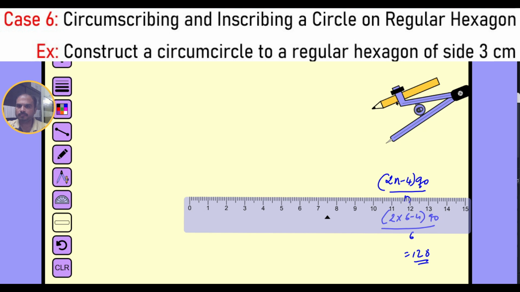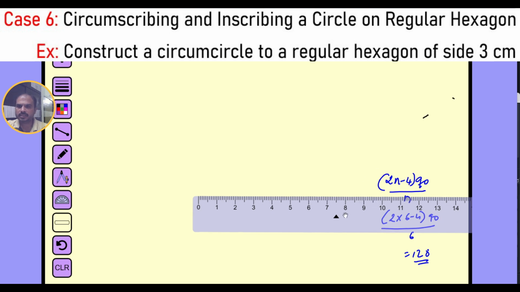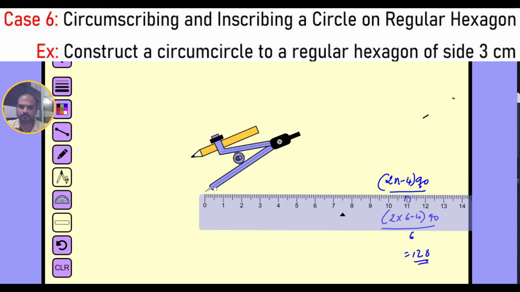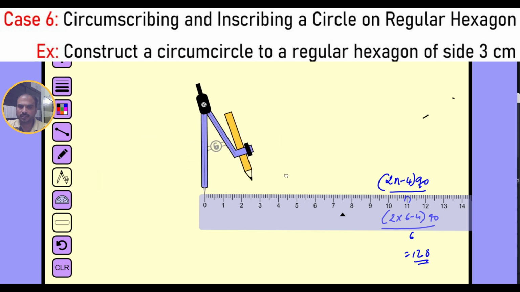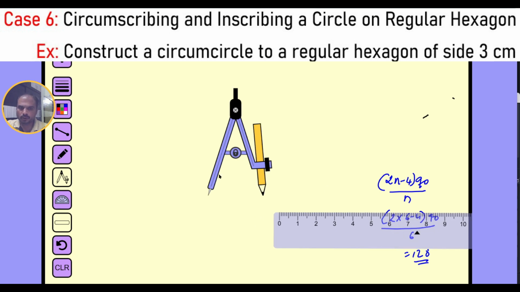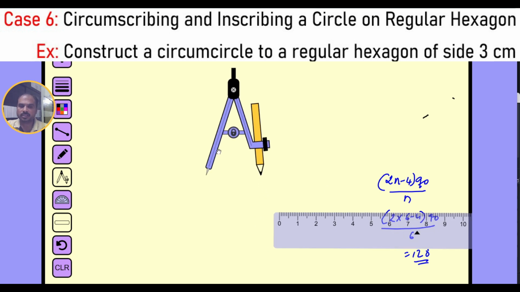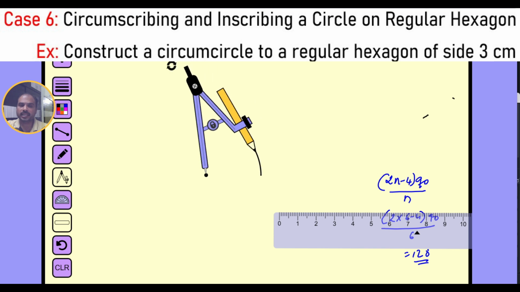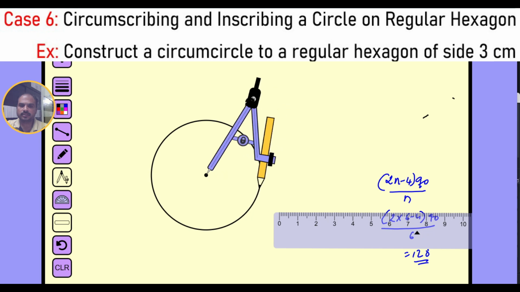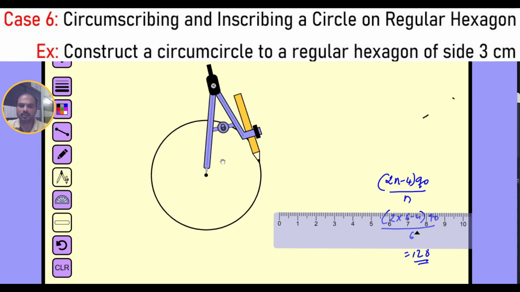Take 3 centimeter. This compass is not willing to come. Let me see why it is not coming. Okay, so now 3 centimeter. These all are software tools, children. You may have a little bit of errors, but when you do it with your actual compass in your book with a sharp pencil, trust me, you are not going to get any errors. Okay, so now this is the circumcircle I have got.